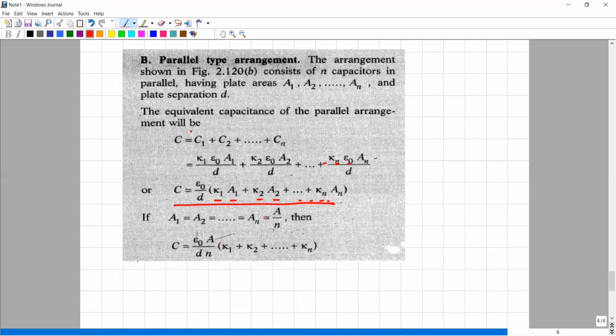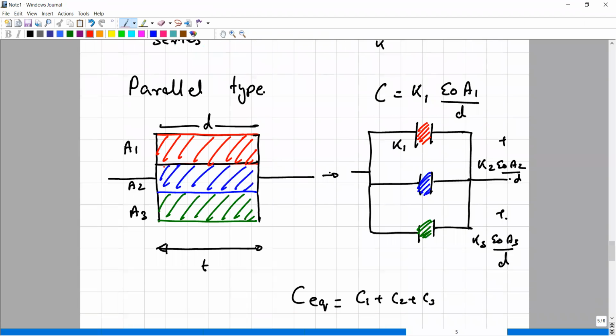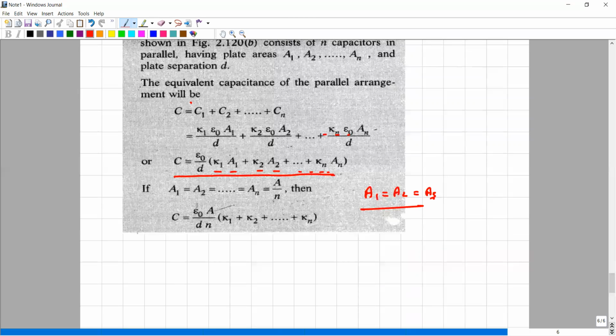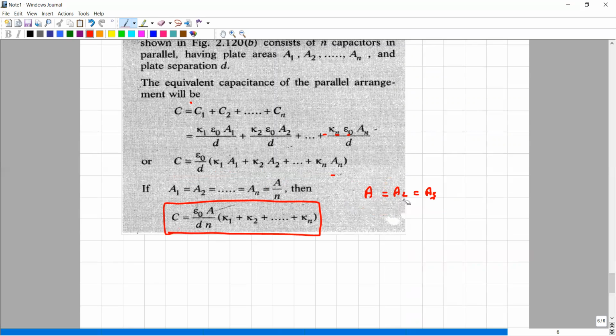Now, if the area A1 is equal to A2 is equal to A3, this is a condition where the area covered by each individual slab, let's say this area, is equal to this area, is equal to this area. That means A1 is equal to A2 is equal to A3. If that is the condition, then the individual area would become A over N, where N is the number of slabs. And then my formula would become something like this. But mind it, this is just a condition in which A1, A2, A3 are all the same. If they are not the same, then this will be your final formula to use.